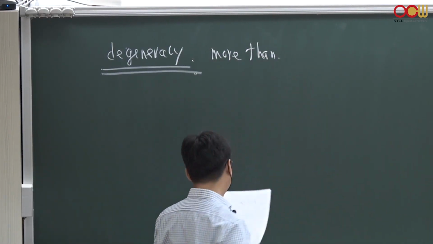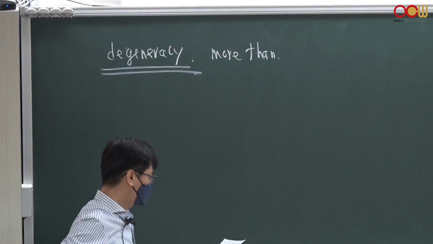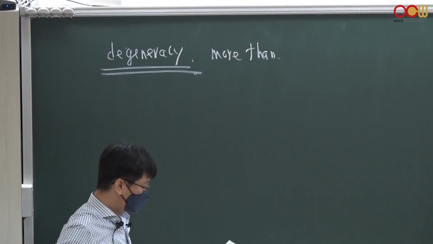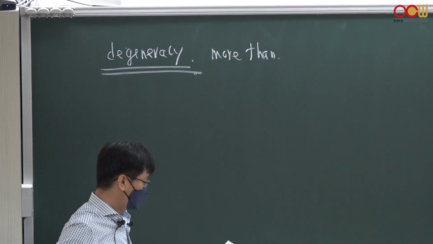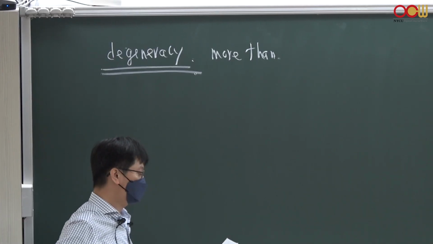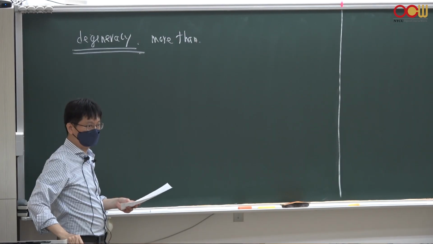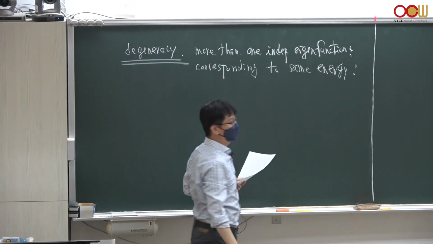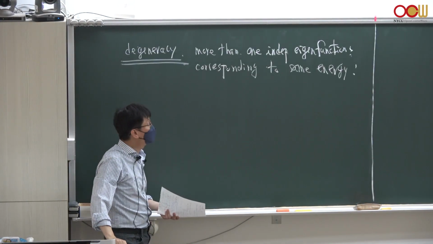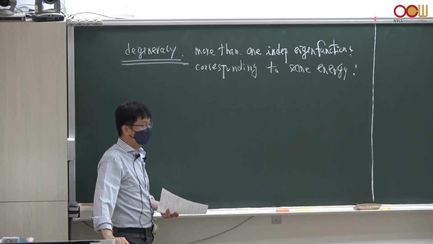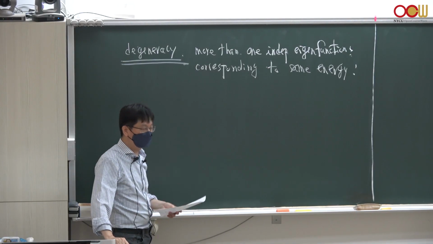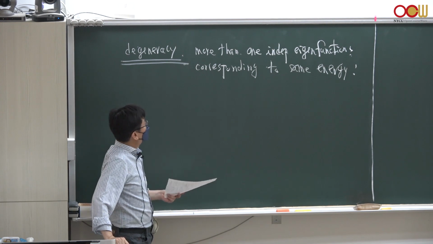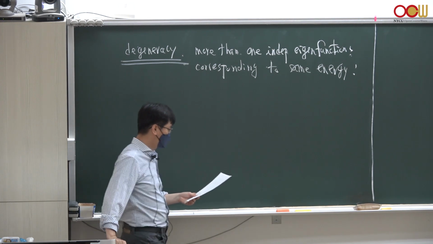So let's talk about a very important concept called degeneracy. In quantum mechanics, oftentimes we find more than one state. There are different states, but they correspond to the same eigenenergy. If you have more than one independent eigenfunction which corresponds to the same energy, we call these eigenfunctions degenerate eigenfunctions.